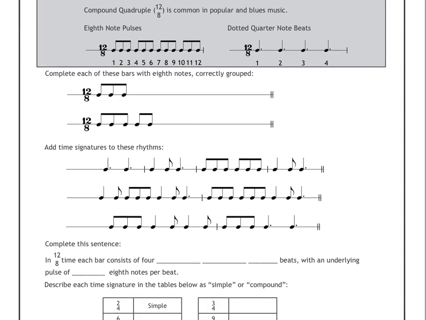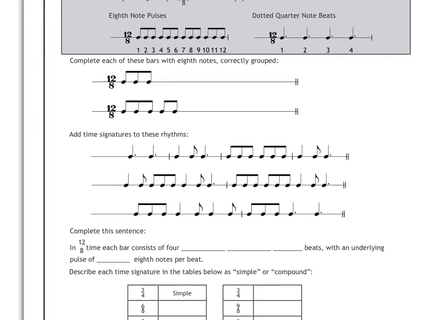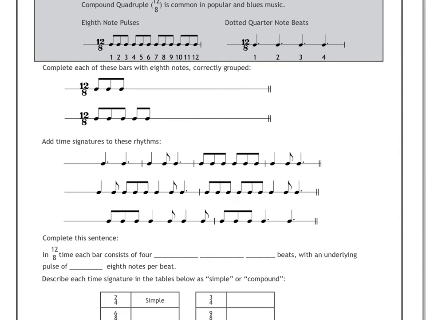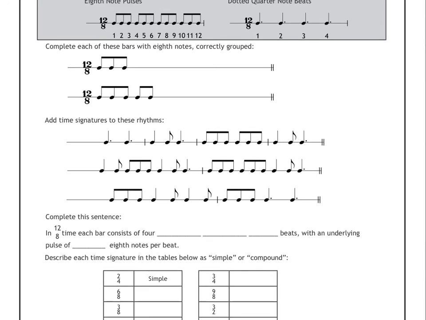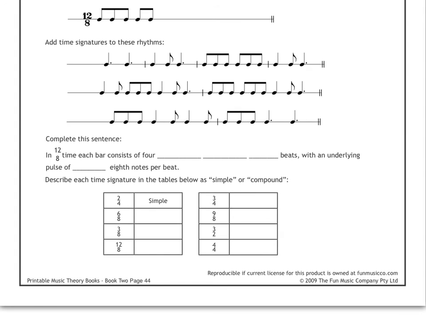Complete each of these bars with eighth notes correctly grouped. So finish this line off. Finish this line off. Fill it in with eighth notes, and then add time signatures to these rhythms. So study the music that's in here. Look at how beats are grouped, and decide what time signature is most appropriate for those lines of music. At the bottom, complete this sentence.